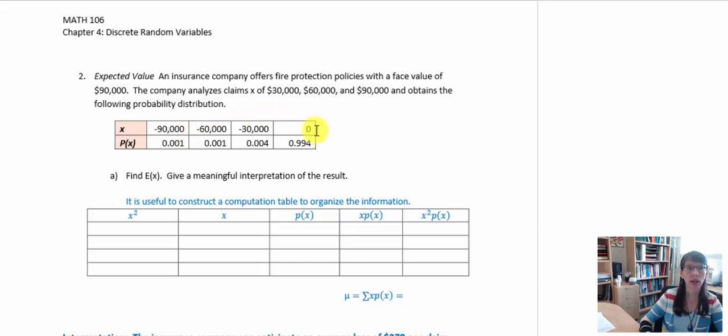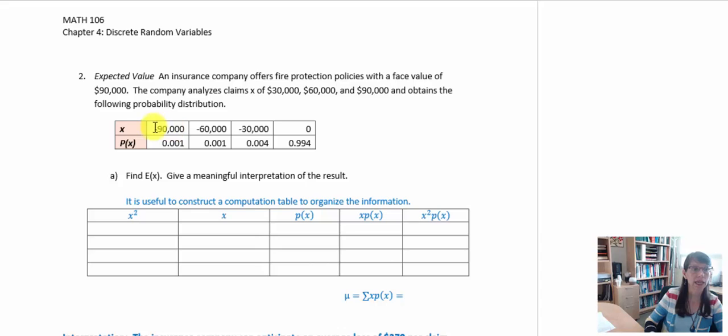We also could have 0 claims. And here are the probabilities associated with each of those claims. What we'll need to do in order to find out the expected value or the mean for these claims is to fill in this table, and that will help us to organize all the information we need to calculate the expected value and the standard deviation for this information.